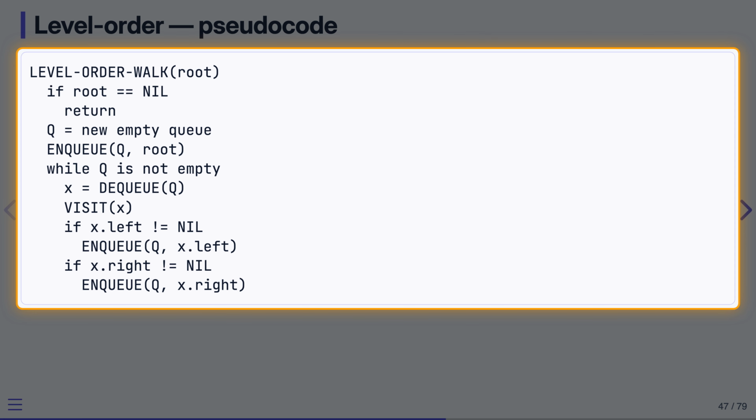The pseudocode is short. If the root is nil, return. Otherwise make an empty queue and enqueue the root. Then, while the queue is not empty, dequeue a node, visit it, and enqueue each child that is not nil. Notice there is no recursion here at all. The queue does the work the call stack did in the other 3 traversals.